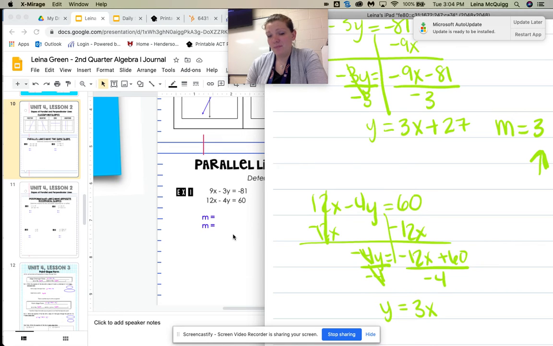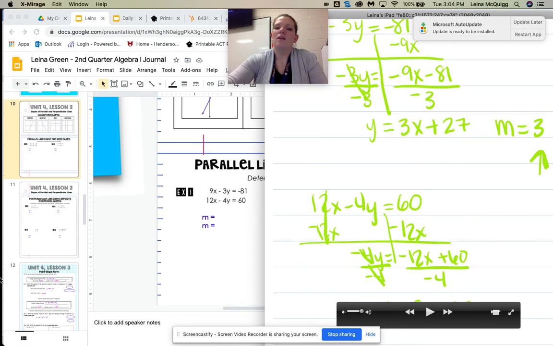And is that the same slope? Yes. So we answered the question? Yes. My slope is 3 for both of them, so we're done. We know they're parallel. But let's go ahead and finish this out. 60 divided by 4, positive divided by negative is a negative, and then 60 divided by 4 is 15. Okay, so my equation here is 3x minus 15.